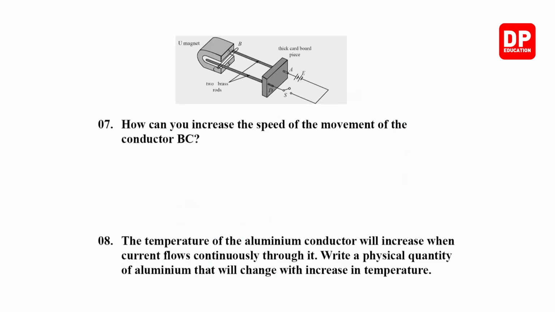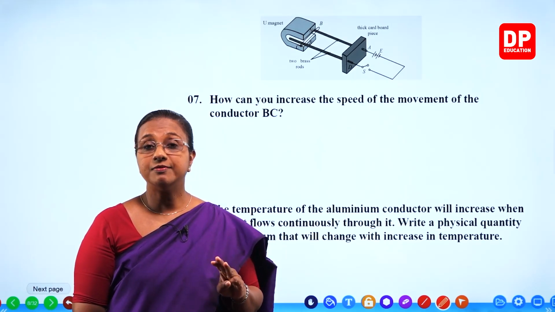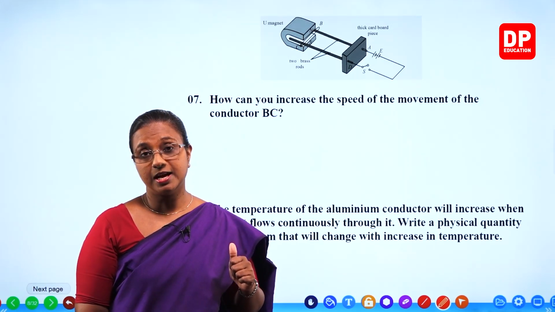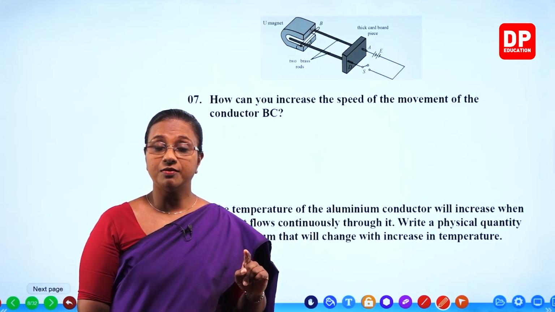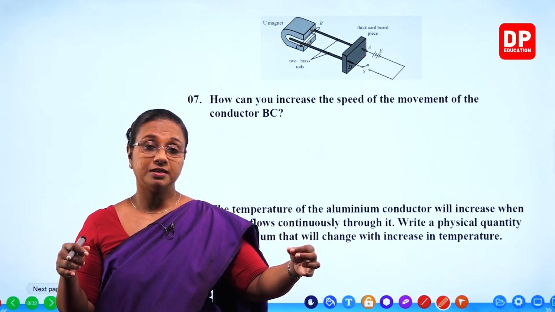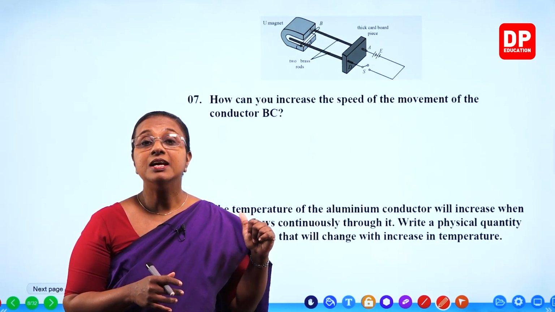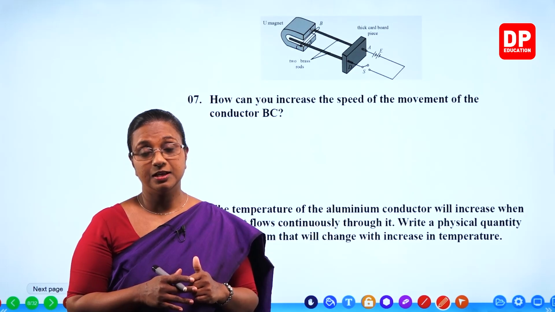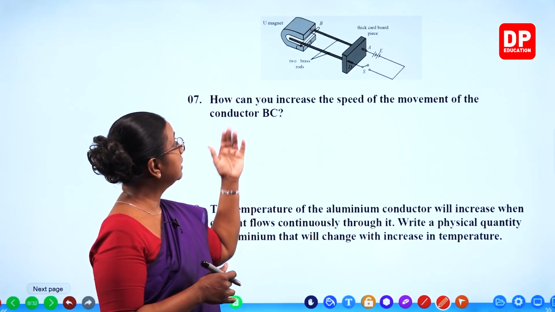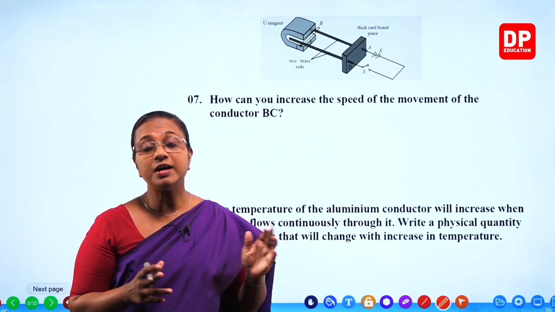So here it is part 7. How can you increase the speed of the movement of the conductor BC? Now you can remember the magnitude of force depends on 3 factors. What are the factors? One is the length of the conductor. Now here of course we can't change the length of the conductor. Then of course we'll need to have a larger magnet. If the length of the conductor is longer, you need to have a larger magnet. Otherwise what we can do is we can change the strength of the magnet. When the strength of the magnet increases also, the magnitude of force increases. And also depends on the magnitude of current flow.